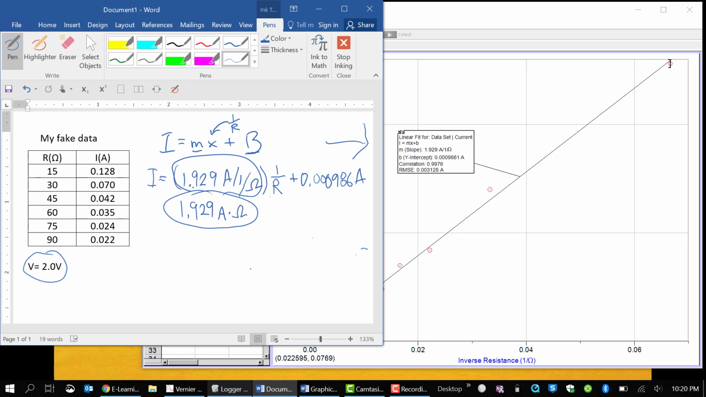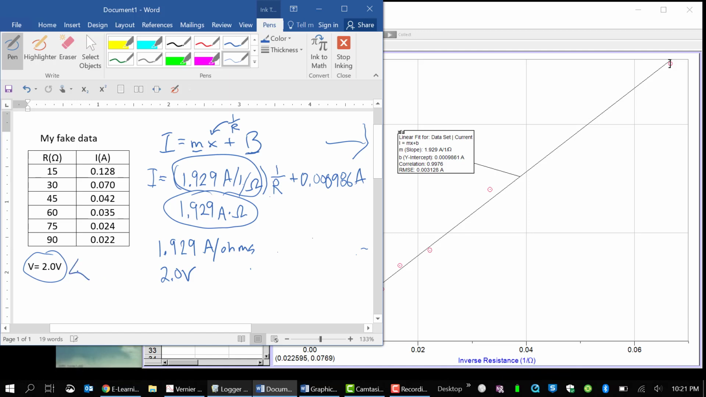And then also in Canvas, I don't know how to find the little ohm symbol. Some of you guys actually had ohm symbols in there. I'd like to know how to do that. So if you know how to put an ohm symbol in Canvas, let me know. But you would just write it out. So I would write down 1.929 A divided by ohm, or ohms for the first line, and my second line would be 2.0 volts, or however many volts it is that you used and kept constant.